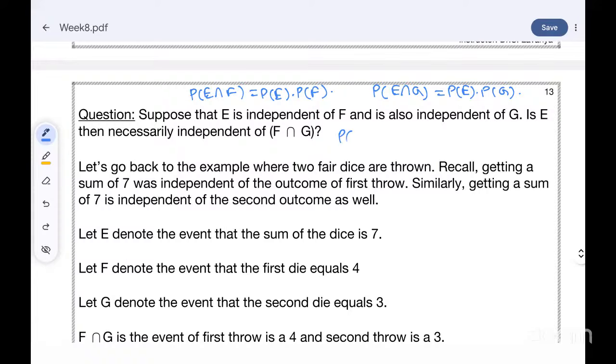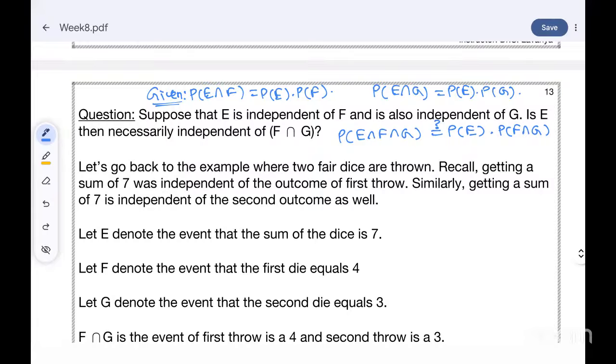So is this true? Given this, is this true? This is the question. We only have the above information. With this, is this true? Okay, so we are going to try to understand whether this is possible or not with an example, which we have already seen.